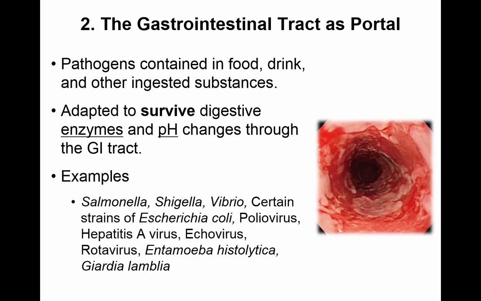Now, the second portal of entry is the gastrointestinal tract. We take in food and drink and other substances. Well, remember, they're not sterile substances that we take in, even if they've been pasteurized. So a lot of them are even adapted so that they can survive the pH of our GI tract or the enzymes that are found there. Some examples here would be Salmonella, Shigella, E. coli, hepatitis, and Giardia lamblia, which is a big problem in third world countries.